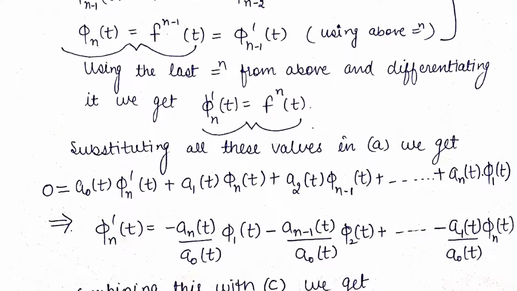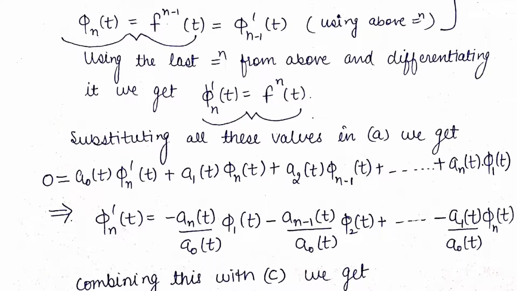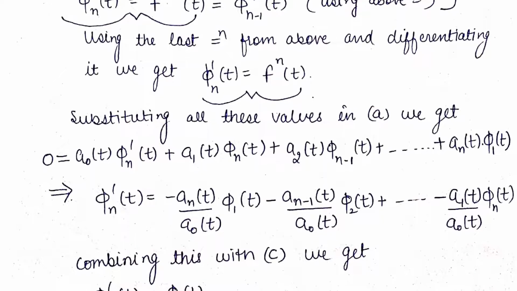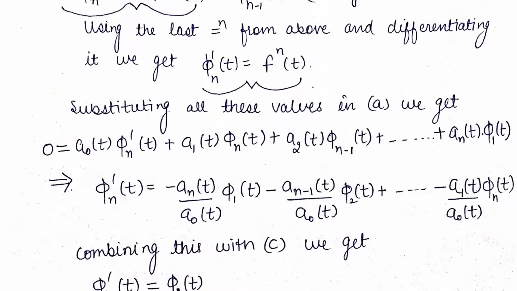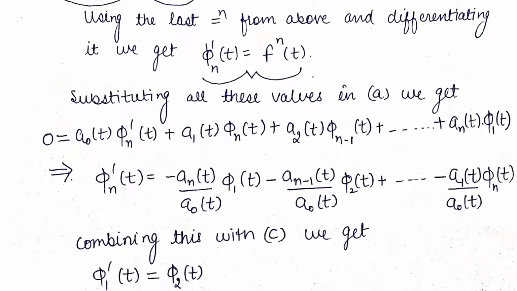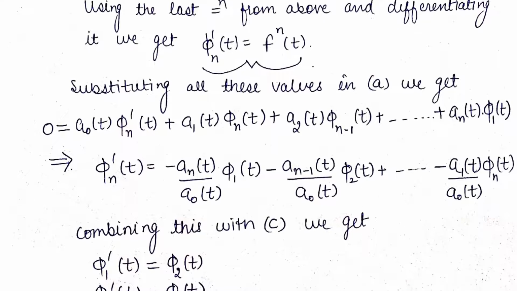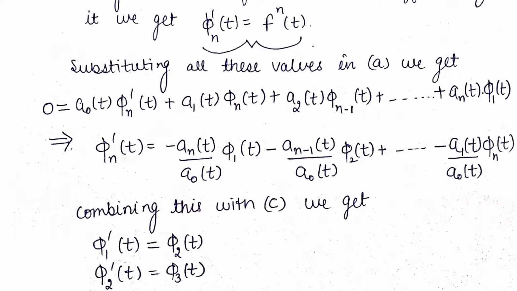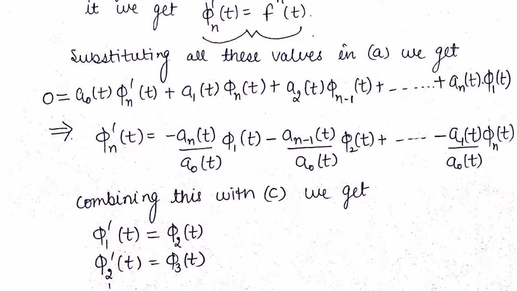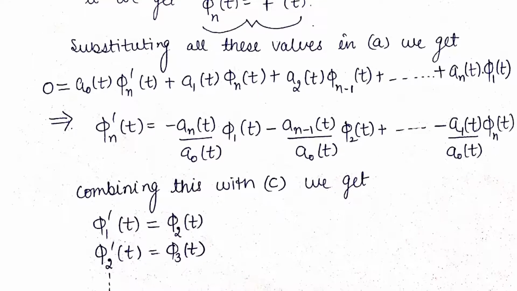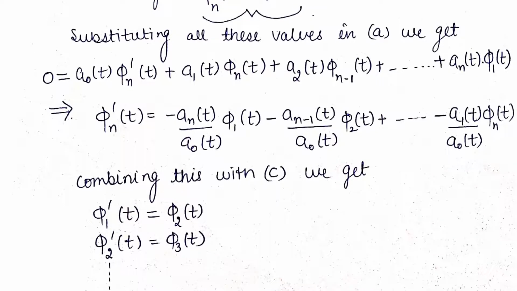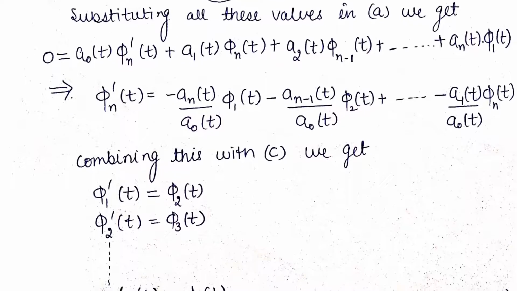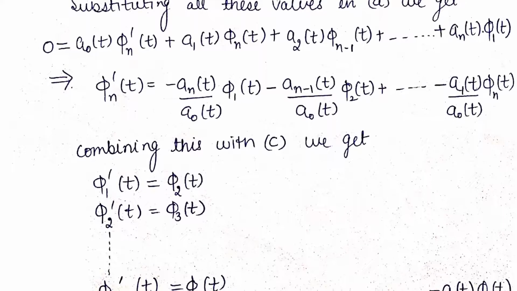If we differentiate the last equation obtained in C, we get that phi_n'(t) is equal to the nth derivative of f at t. Now, if we substitute all the values obtained from C and the last, phi_n'(t) equal to f^(n)(t), in A, the equation A takes the form a_0(t) phi_n'(t) plus a_1(t) phi_n(t) plus a_2(t) phi_{n-1}(t) up to a_n(t) phi_1(t) is equal to 0. And from here we can evaluate phi_n'(t). Phi_n'(t) comes out to be minus a_n(t) over a_0(t) phi_1(t), minus a_{n-1}(t) over a_0(t) phi_2(t), up to minus a_1(t) over a_0(t) into phi_n(t).